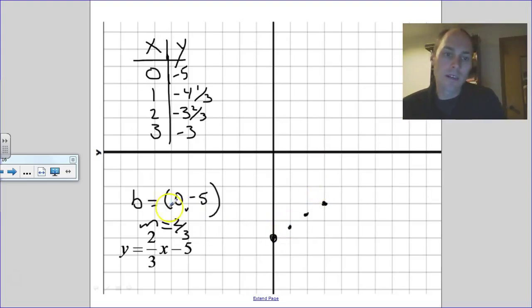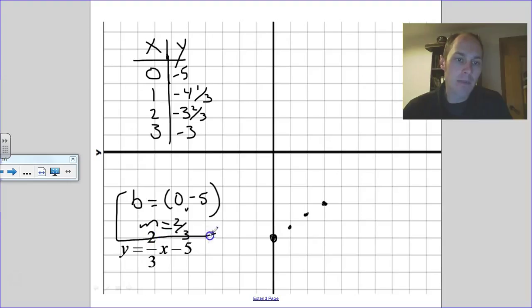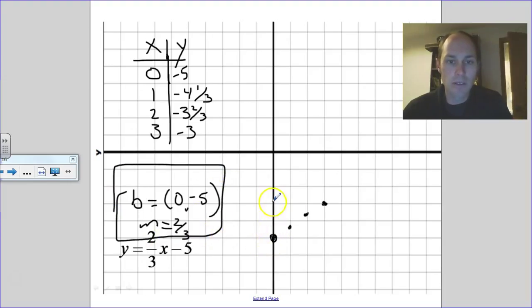Or I find my slope, I find my intercept. 0, -5 is my y-intercept. My slope of 2/3, up 2 over 1, 2, 3, finds the other point. And I can plot that quickly and efficiently.